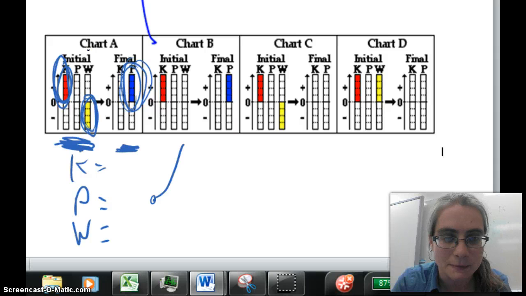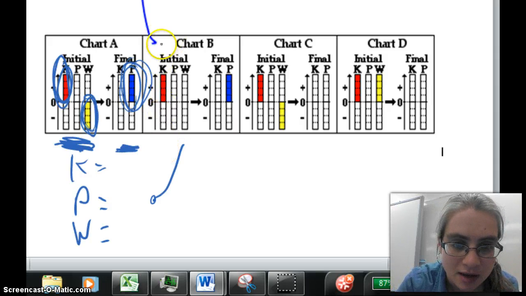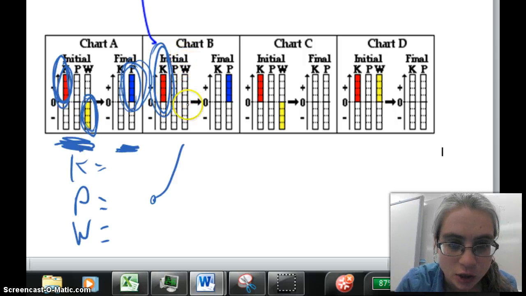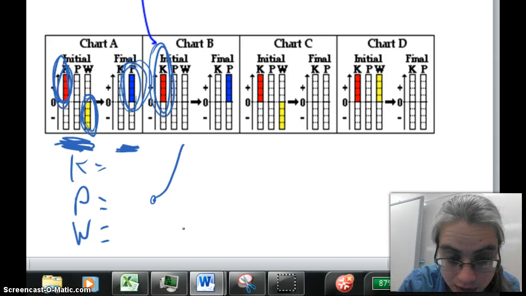So let's go to look at chart B. So on chart B, we have a whole lot of kinetic, not a whole lot of potential energy, and no work being done, okay? So in chart B, somehow the kinetic energy is being changed into all potential energy. So what could change kinetic energy into potential energy? Okay, without any work being done. So that kinetic energy has to be automatically transferred to what potential energy is.